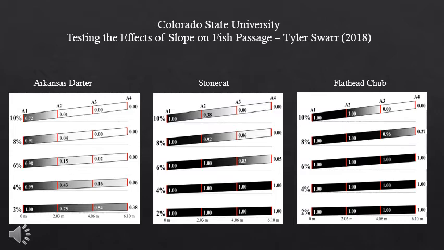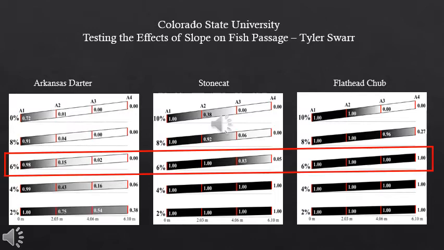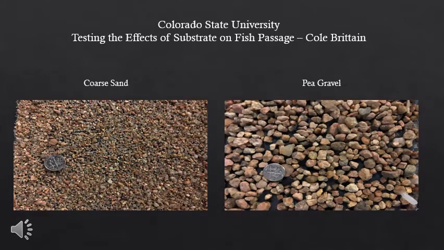Now, for my experiment, I needed to select a slope that I could test all these species against in order to determine if substrate was helping or hurting them. I chose to test all species at a 6% slope in order to determine how much it is helping the darters and stonecats, and also to ensure it is not prohibiting the flathead chubs from passage in any way. The variable I am currently testing is substrate, to determine the effects that substrate will have on fish passage.